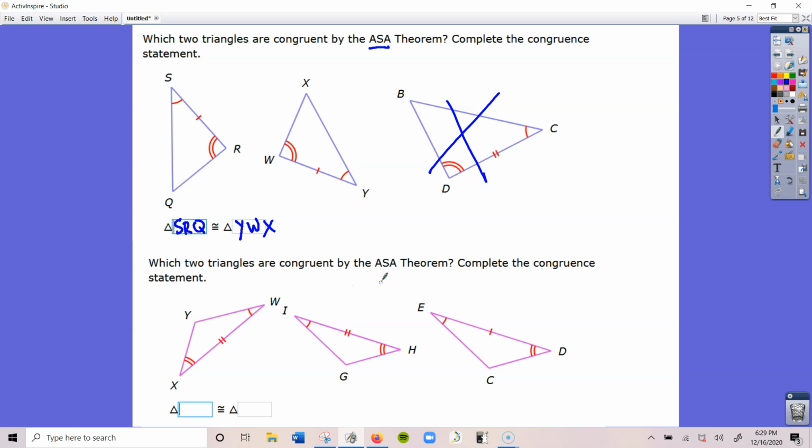For this next one, ASA again. Again, I'm looking at my markings. This one has two, and this one has the one, so it's not this one. So let's say if I start with X and then I go to Y and W, then I would have to go H, G, I. Again, just use those markings to help you write the order for the letters, right? So I did the two arcs to none to one, so then I did the two arcs to none to one. And that kind of helps orient myself.